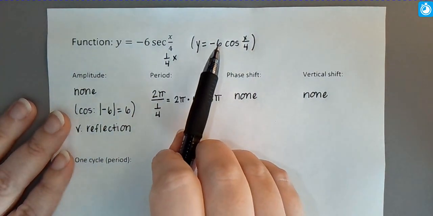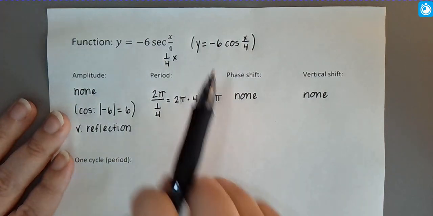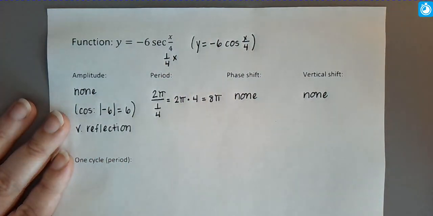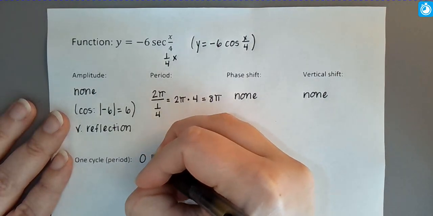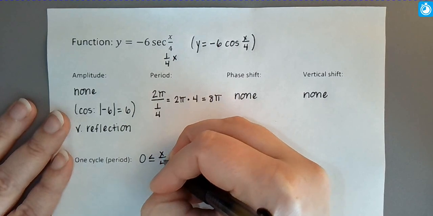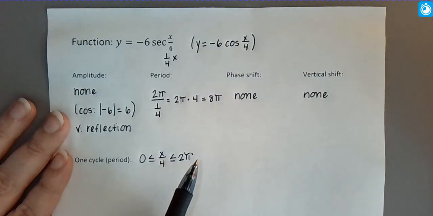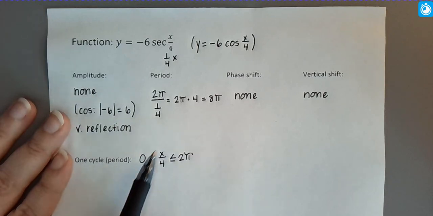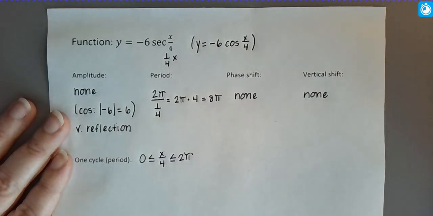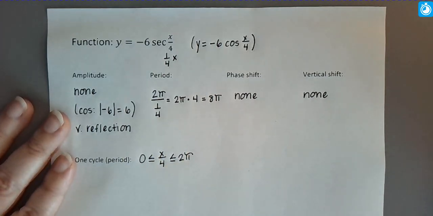Now, the standard period for cosine and for secant goes from 0 to 2 pi, and so we want to see how this change inside the function affected those endpoints. So I'm going to write my inequality: 0 is less than or equal to x over 4, which is less than or equal to 2 pi. Okay, standard starting and ending points, we want to know how that 4 affects that. Once we move the 4 and isolate the x, we'll know what the new starting and ending points are.